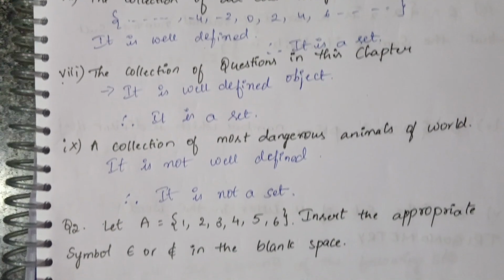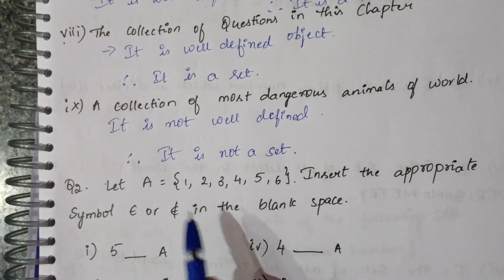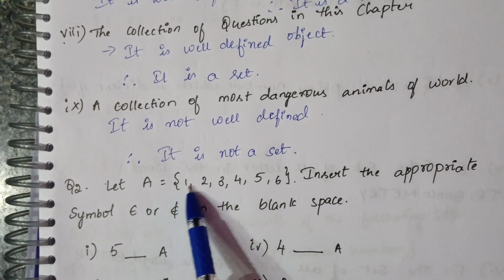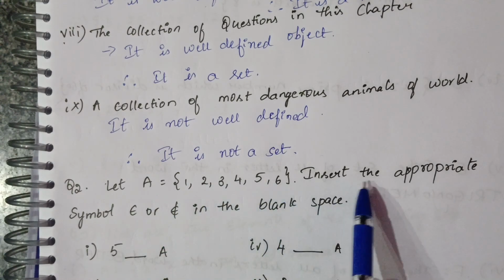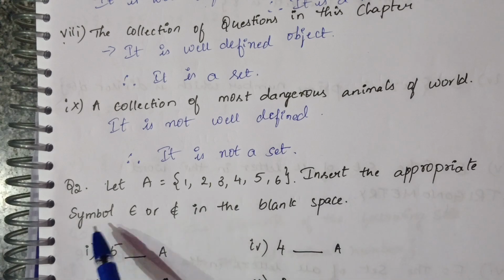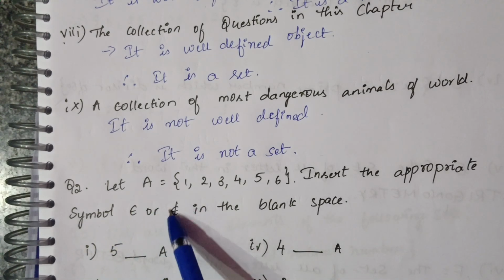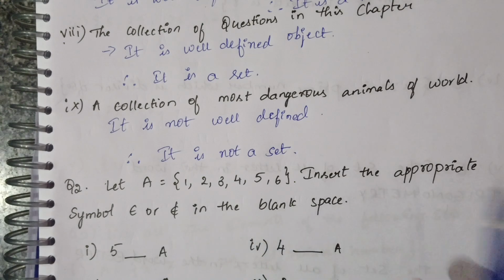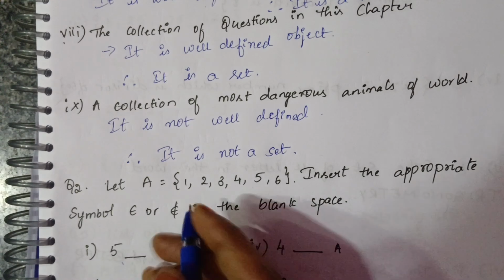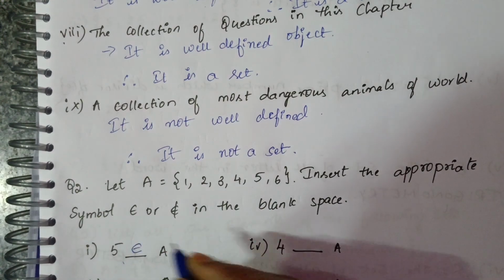If we see the next question: let A be the set {1, 2, 3, 4, 5, 6}. Insert the appropriate symbol, belongs to or does not belong to, in the blank space. This I explained in this video only. First, once you go through and come here, 5 __ A: 5 is an element of A. So 5 belongs to A.